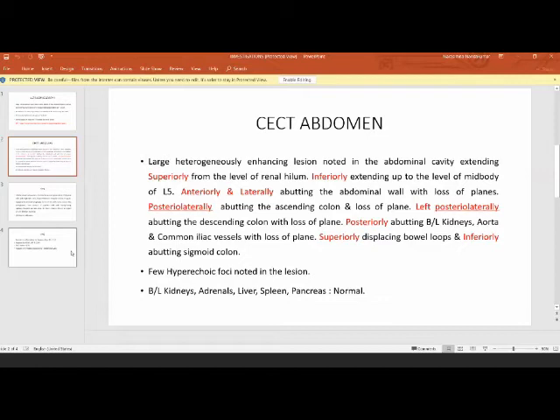This is one thing we should keep in mind, the importance of hemogram in assessment of a solid tumor of the abdomen.